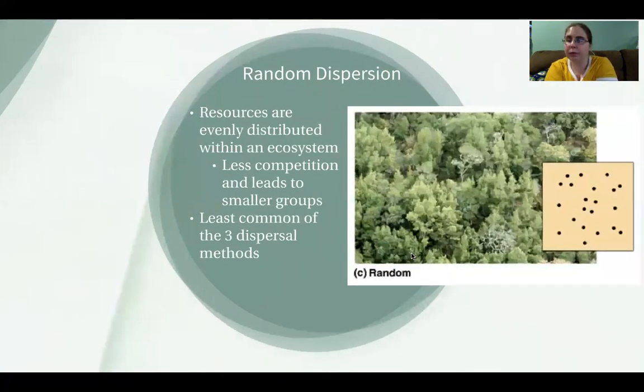And the last one would be random dispersion. So in this case, the resources are more evenly distributed within an ecosystem. Since the resources are more evenly distributed, it means there's less competition, and that can lead to these smaller groups within the same species. Now, because this is talking about resources being evenly distributed, this is least common of the three methods. However, we can see this one in plants more so.